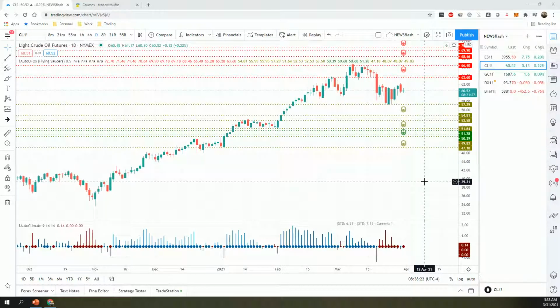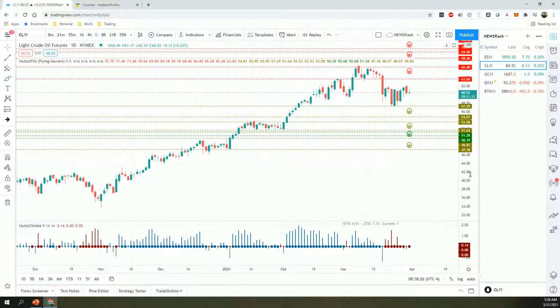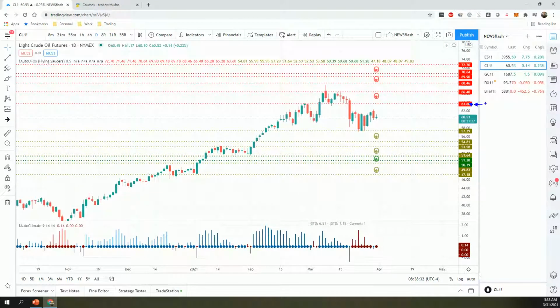So it is a confirmed down climate. Again, price is kind of flat right now. It's not really doing a whole lot over at this 60.53 area. Up above, we have a UFO of 63.60 to 66.40. Down below, the buy UFOs at 57.29 to 54.81. As you see, price is almost exactly in between. So not much going on here.